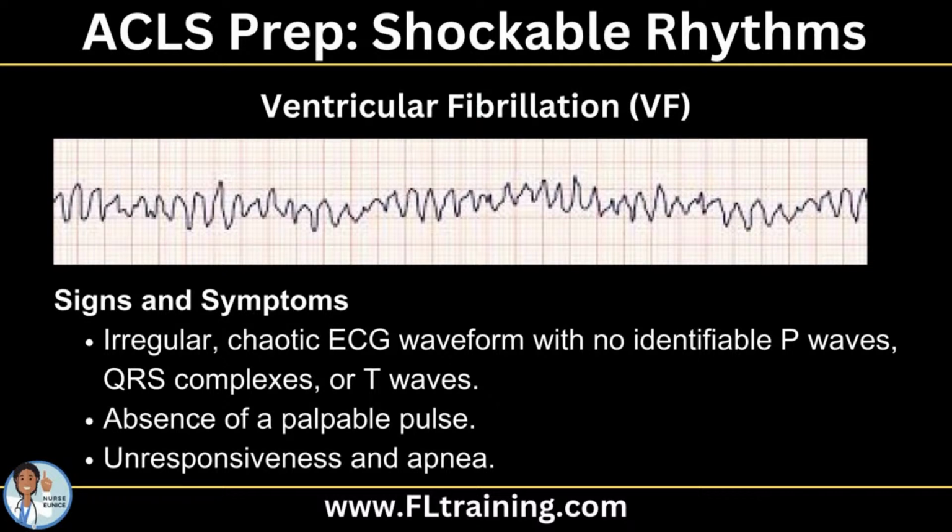And on the image, you're going to see a strip, and this represents VF. It is a chaotic ECG waveform with no identifiable P waves, QRS complexes, or T waves. It's just quivering. Whenever you assess your patients, there will be an absence of a palpable pulse. And of course, the patient's going to be unresponsive and they're going to be apneic, meaning that they're not breathing.